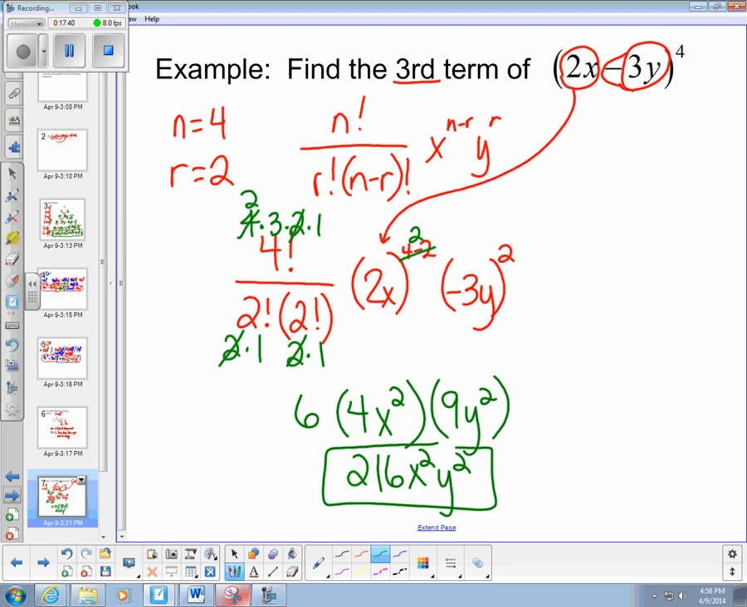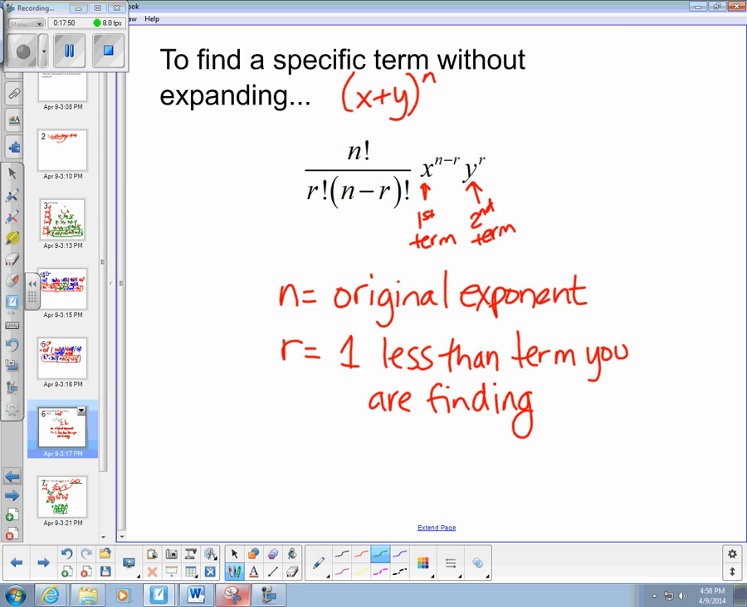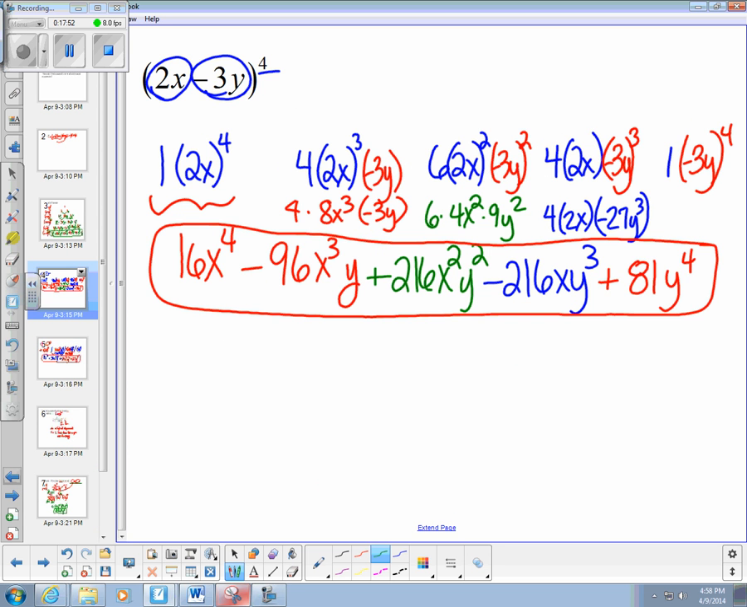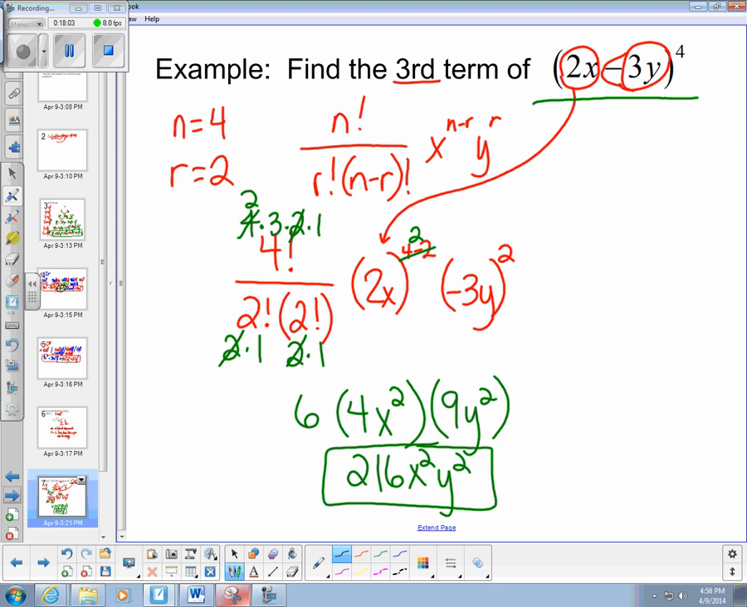Okay. Now, we actually expanded this binomial just a minute ago. So let's look back at the answer we got for that, and let's see if our 3rd term matches what we just got here. Okay, 3rd term, 216 x squared, y squared. Same thing we just got using our formula for one specific term.